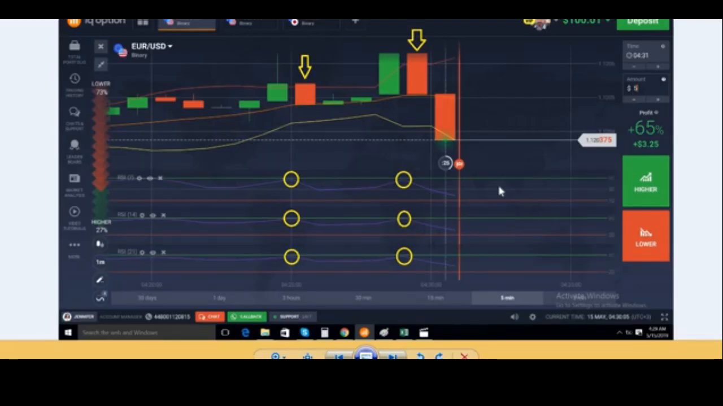So another question is how to judge whether the RSI is good. It depends on the candle signal.